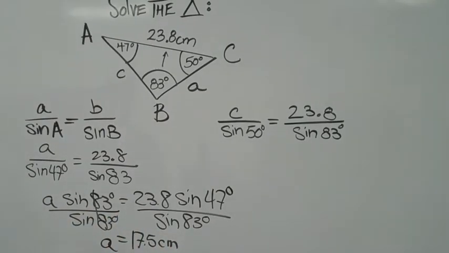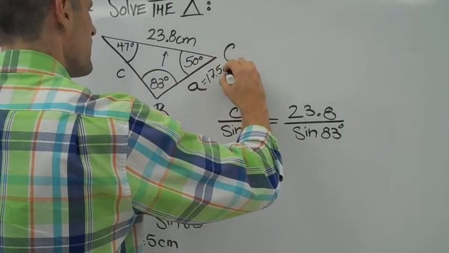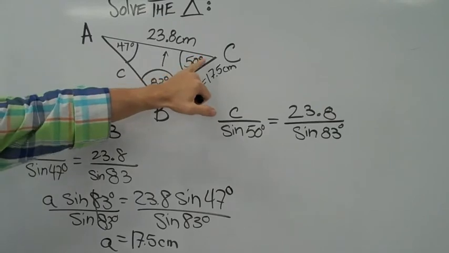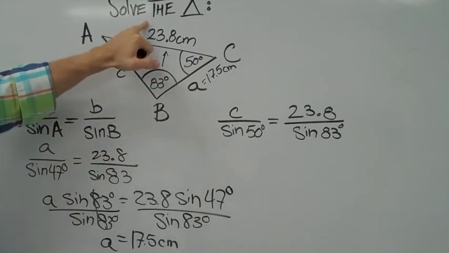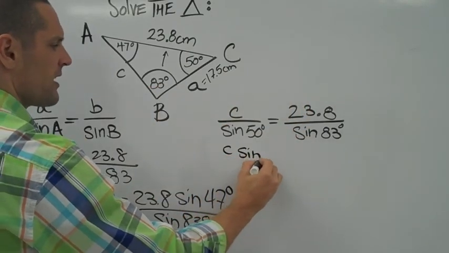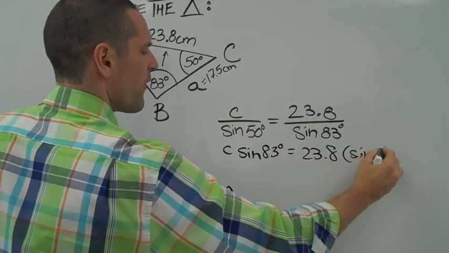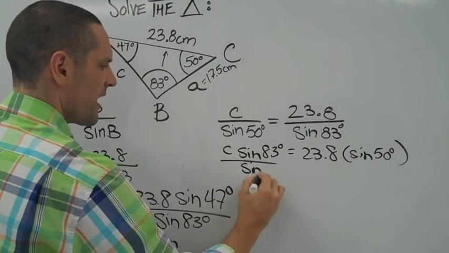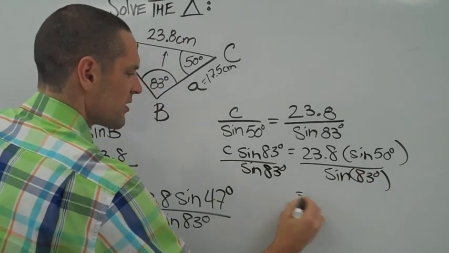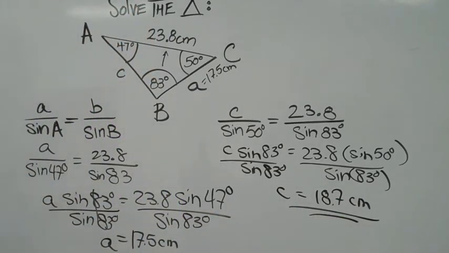In this same problem, I can use the sine rule again to find c. I already found that this here is 17.5 centimeters. Now I'm just left with sine C. I use my sine rule again. c over sine 50 degrees is equal to b over sine 83. I can cross multiply and I get c sine 83 degrees equals 23.8 times sine of 50 degrees. Divide both by sine of 83 degrees. Make sure your calculator is in degrees, and you get c is equal to 18.7 what? Centimeters. Three sig figs, correct units.